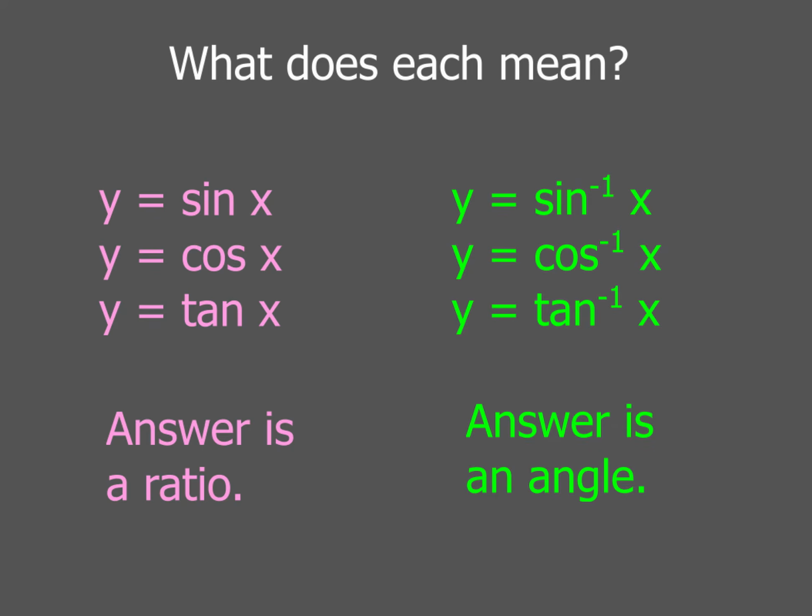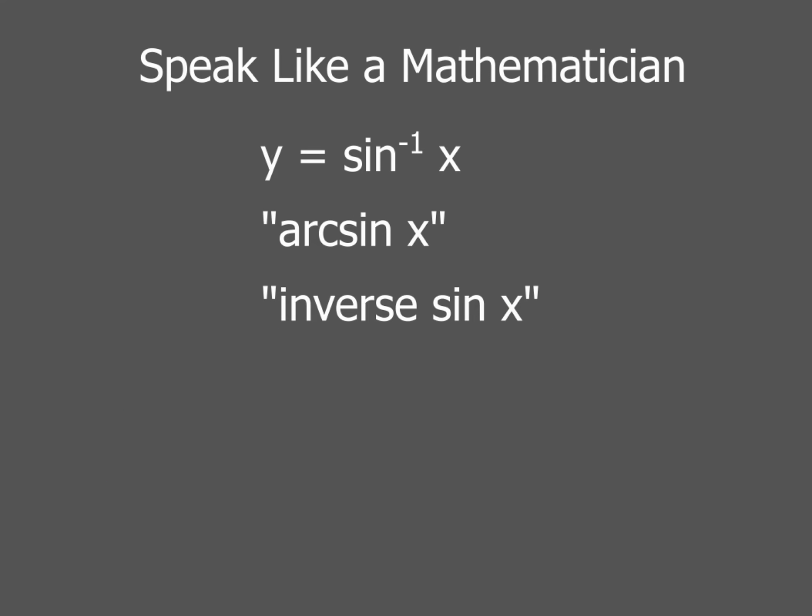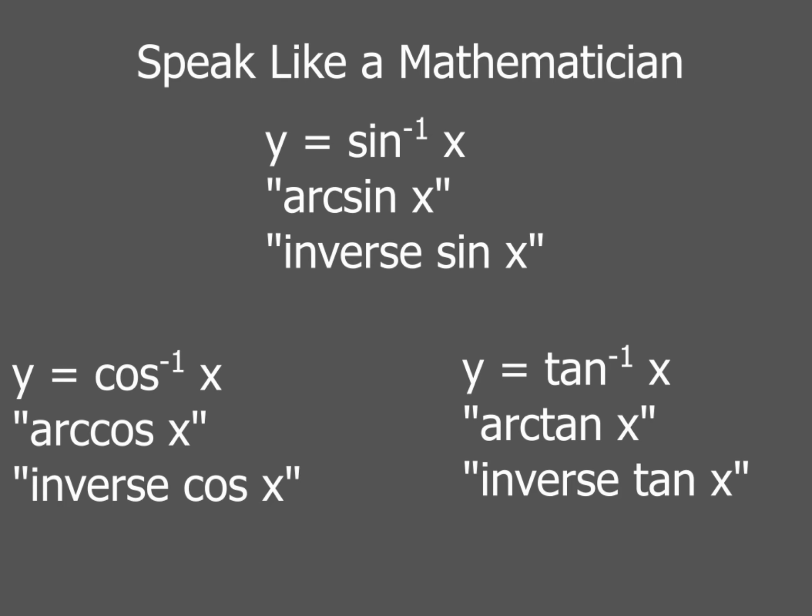You've got to learn to speak like a mathematician. When you see this equation, y equals sine with a little negative 1 as an exponent and then the x, the way that you speak that is you say arc sine of x or inverse sine of x. The same thing is true for each one of the other trig functions. You would say arc cosine of x or inverse cos x, or arc tangent of x or inverse tangent of x. Those are the correct ways that you want to describe those symbols when you see them written in an equation.